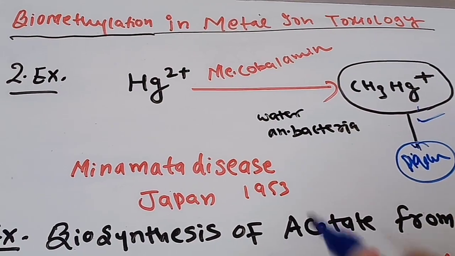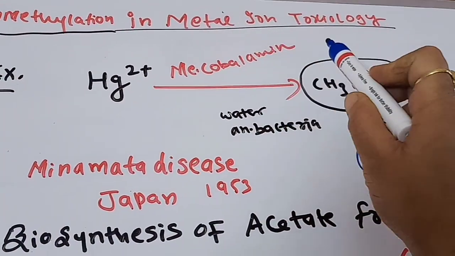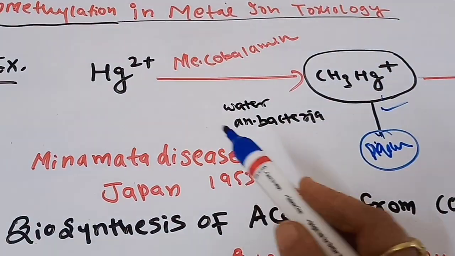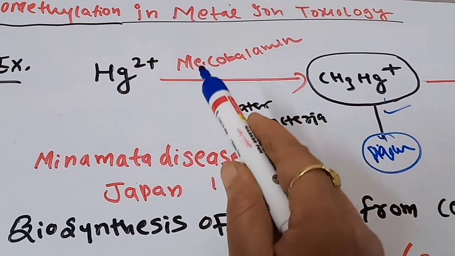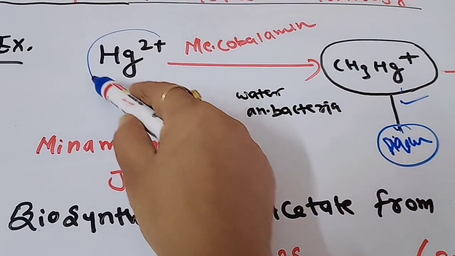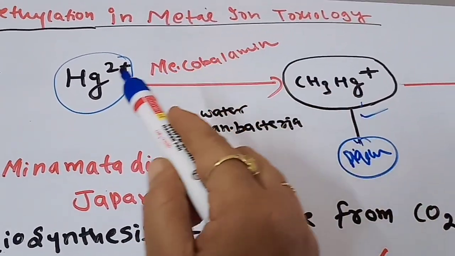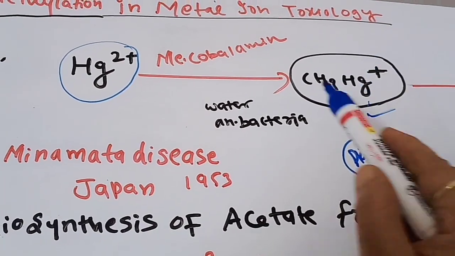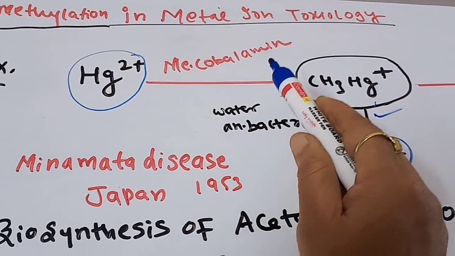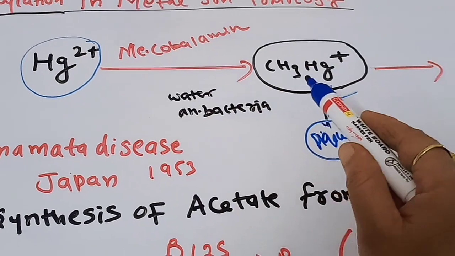An important example of biomethylation is in metal ion toxicology, meaning many bacteria have the capacity to methylate heavy metal ions. They convert mercuric ions and combine them with a methyl group, where methyl cobalamin acts as the coenzyme, and they form CH3Hg plus.